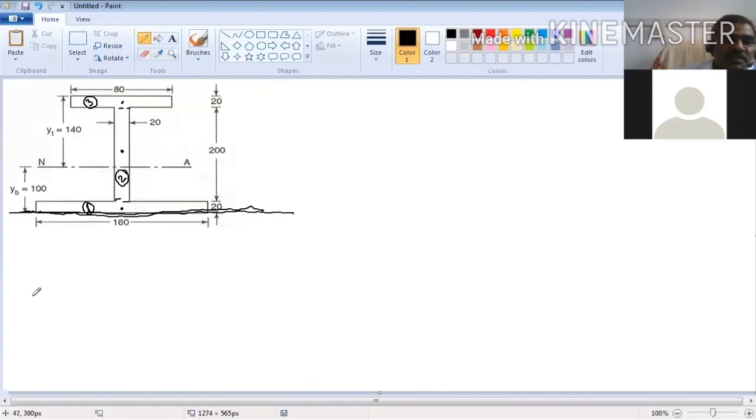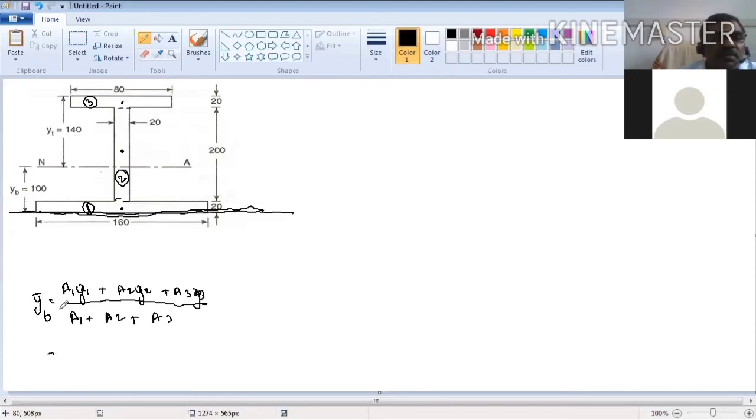We write the equation. That is y bar. Y bar is equal to, or here it is taken yb, a1 y1 plus a2 y2 plus a3 y3 divided by a1 plus a2 plus a3. Now, what is a1? A1 is equal to 160 into 20, 160 into 20 into y1. Y1 is, this is 20, so from the reference it is 10. It will be 10 at the center.